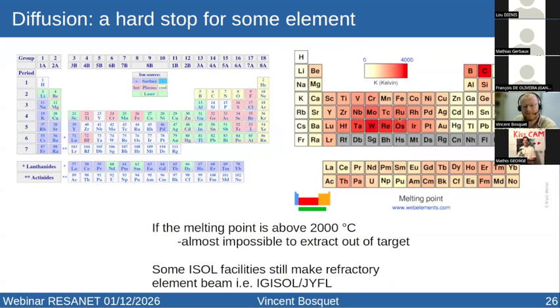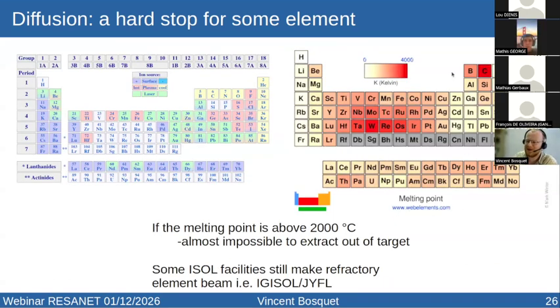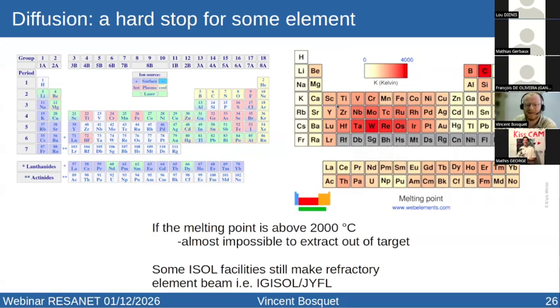And if we look at the second periodic table that gives you the temperature of the melting point, sorry, for each element, you can see that there is a clear trend. The elements with the higher melting point are not able to be produced at ISOLDE. Usually, a good rule of thumb is to consider that if the melting point is above 2000 degrees Celsius, it is almost impossible to extract this element out of a target. But please note that some ISOL facilities still make refractory element beams. For instance, the ISOL facility in Jyväskylä, Finland, does that quite easily.